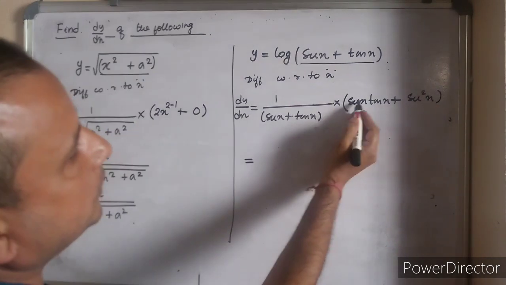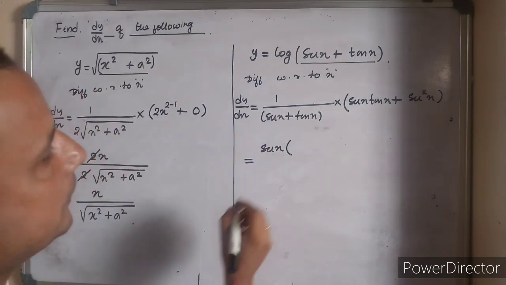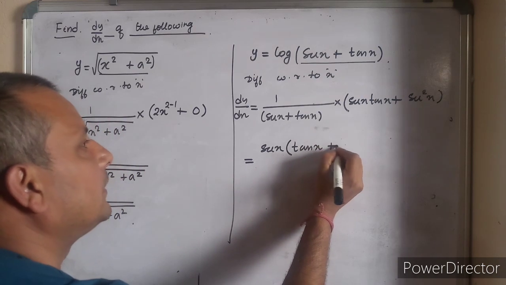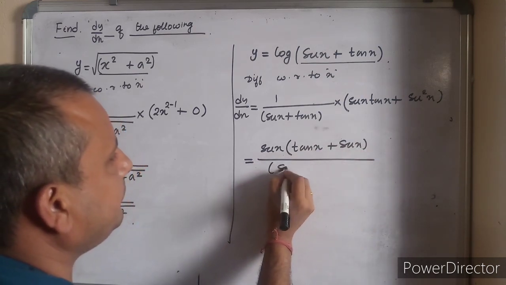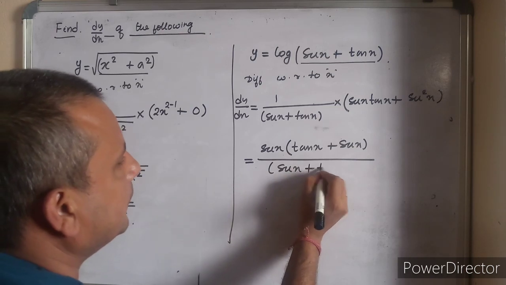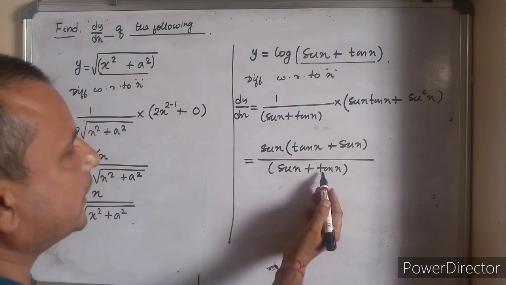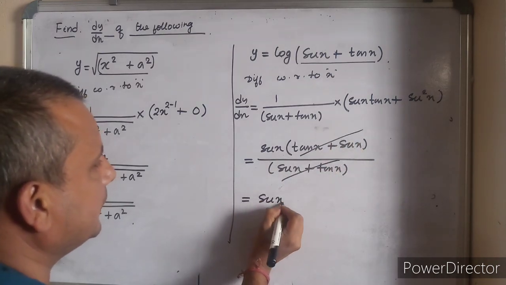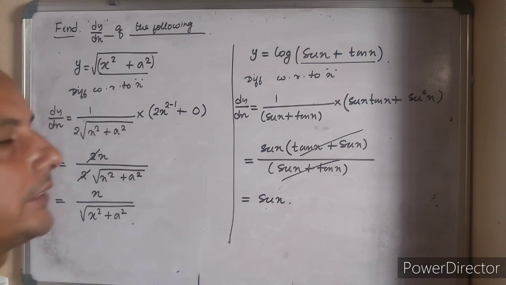Now from these two expressions the common factor is sec x. If I take sec x common from the numerator, what will we get? Tan x plus sec x divided by sec x plus tan x. These two quantities are the same. Tan x plus sec x or sec x plus tan x is the same, so we can cancel these two quantities. It is sec x. Then the derivative of log of sec x plus tan x is sec x.